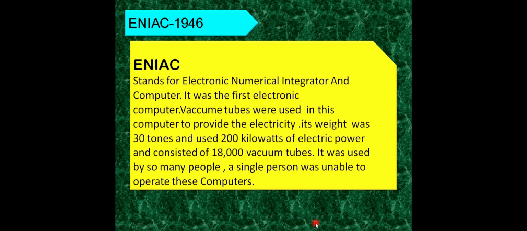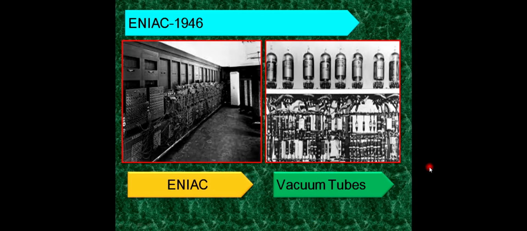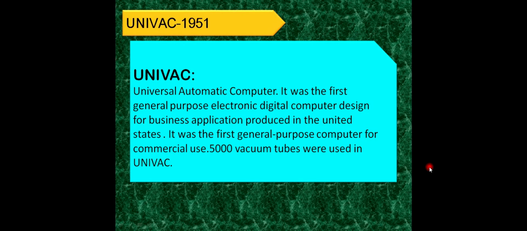ENIAC, 1946. Here you can see the picture of these computers. You can see all the main features of this system. A whole room was required for such computers. And on the other side, you can see the vacuum tubes. These tubes provided electricity to ENIAC, to run and operate the computer. So here are the pictures.